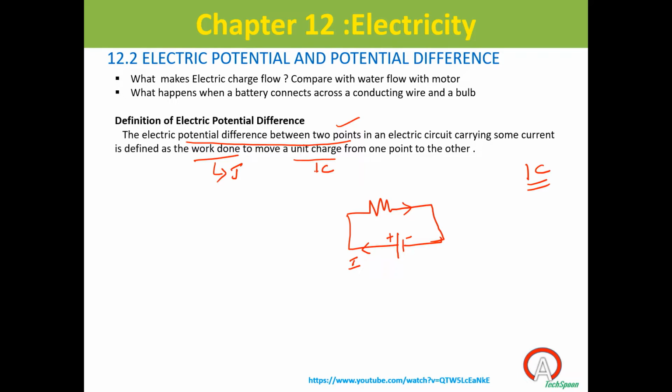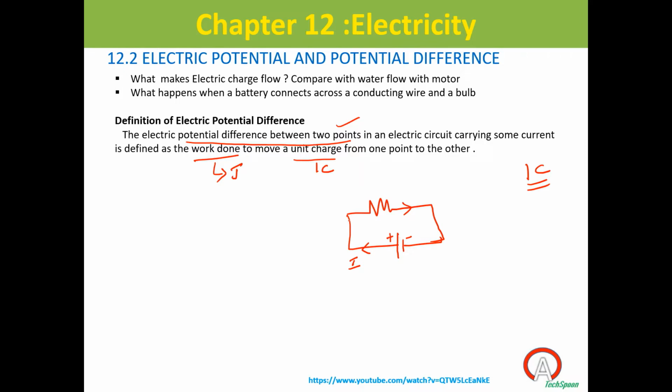Explain in your own words what you understood from this statement. So how many joules are required to move 1 coulomb of charge through the circuit? Yes. That means it is the amount of work done to move 1 coulomb charge from this positive terminal, this point, to this point, negative terminal.